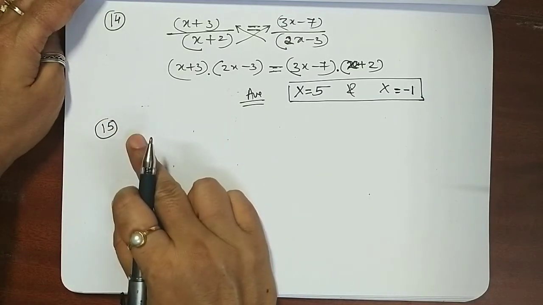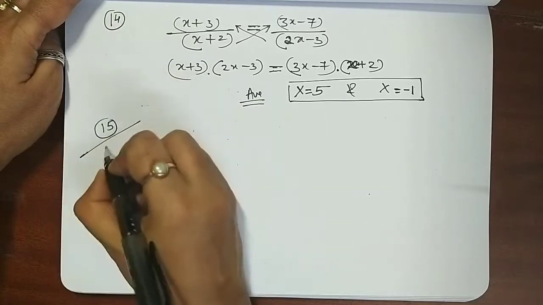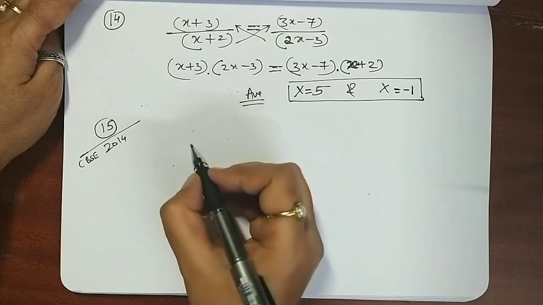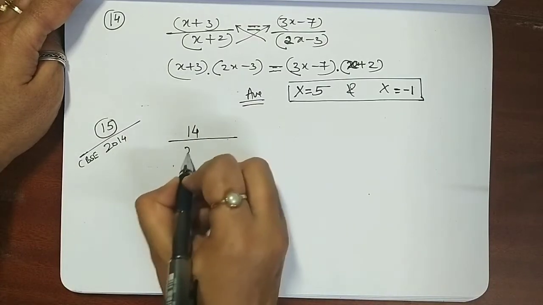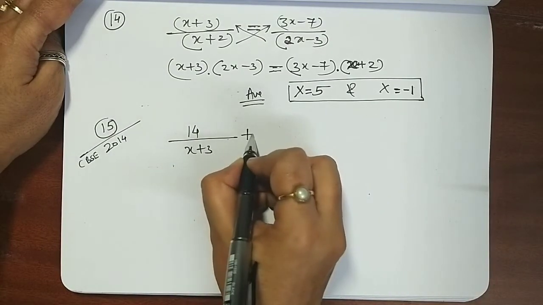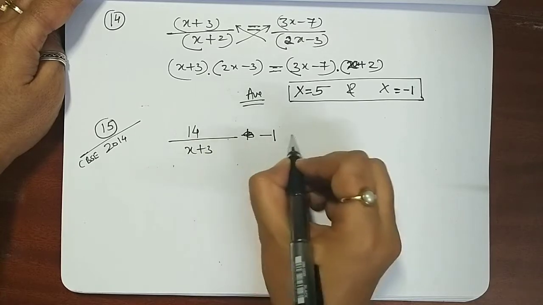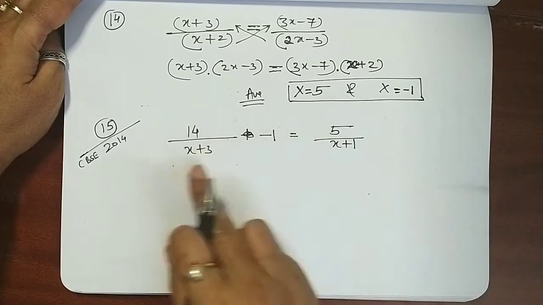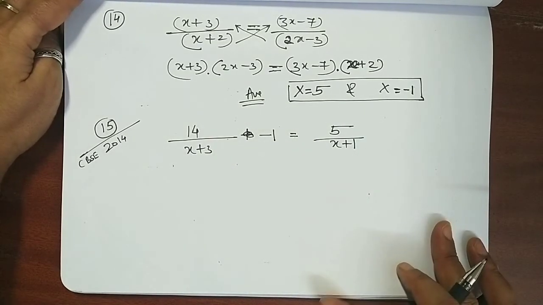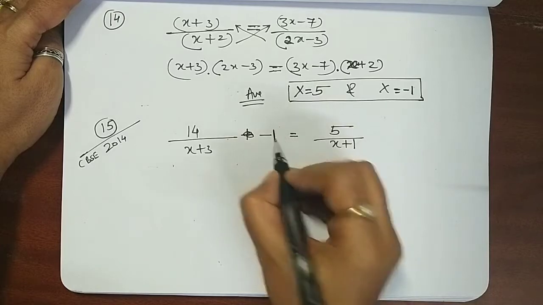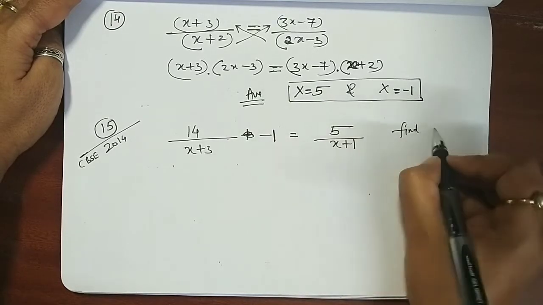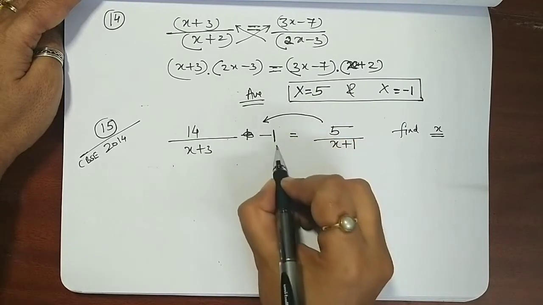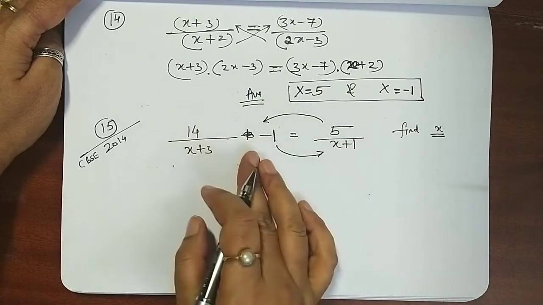Let's see the next question, guys, which came in the 2014 CBSE board. Here is the question: 14/(x+3) - 1 = 5/(x+1), and you have to find the value of x. For such questions, you have to bring all x terms to one side and numbers to the other side. So I am bringing this here.